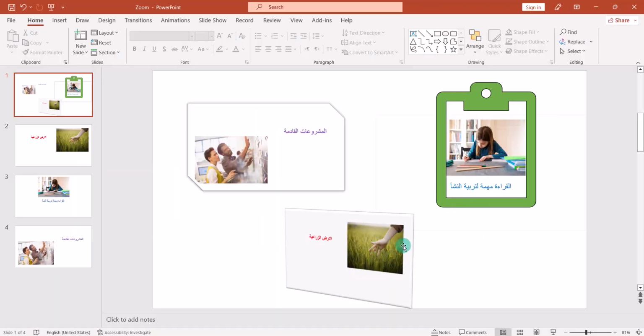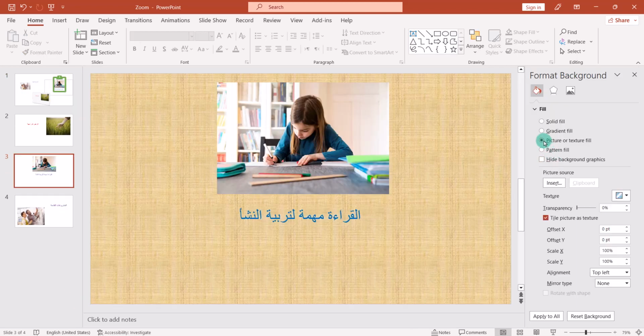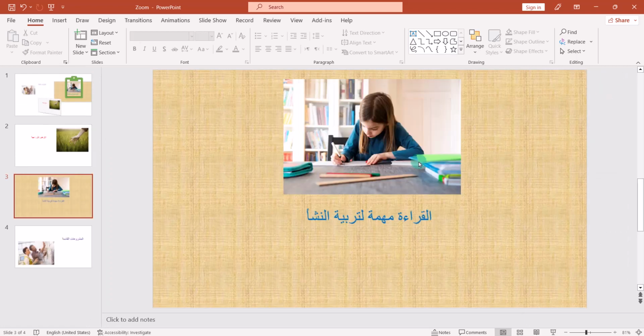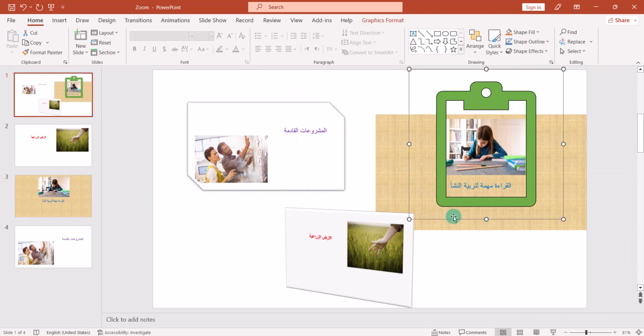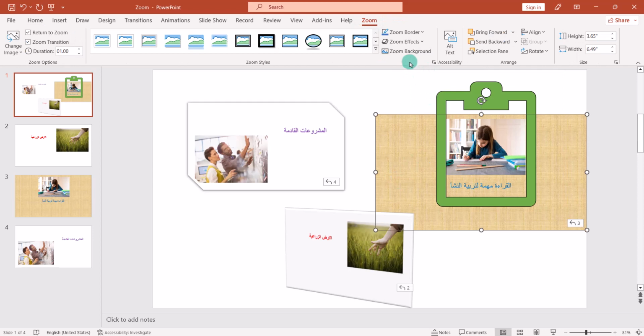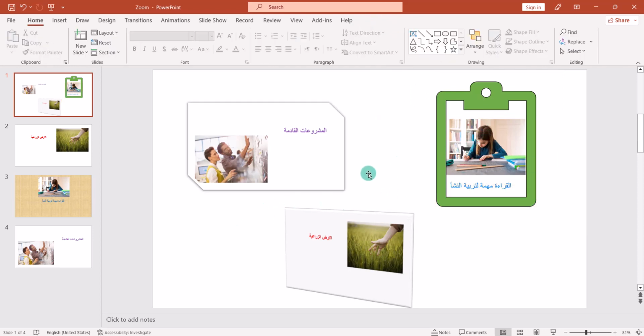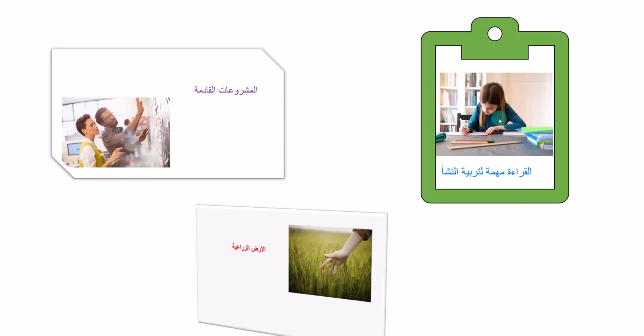When changing the slide background, it will appear in the Zoom. To remove the background, we press Zoom, then Zoom background. Thus, the background of the slide disappears from the Zoom and does not appear when displaying.